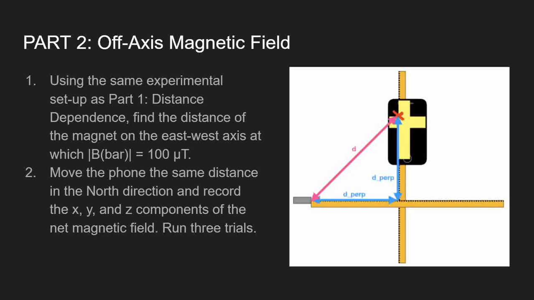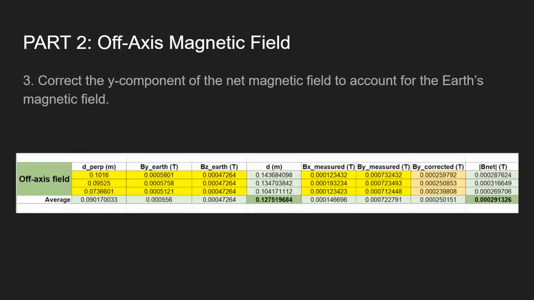In part 2, we're going to use the same experimental setup as part 1 and find the distance of the magnet on the east-west axis at which B bar equals 100. We're going to move the phone the same distance in the north direction and record the X, Y, and Z components of the net magnetic field and run 3 trials. We're going to correct the Y component of the net magnetic field to account for the Earth's magnetic field as shown below to find the average B net value.